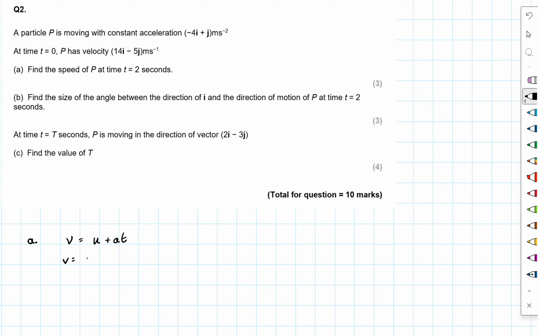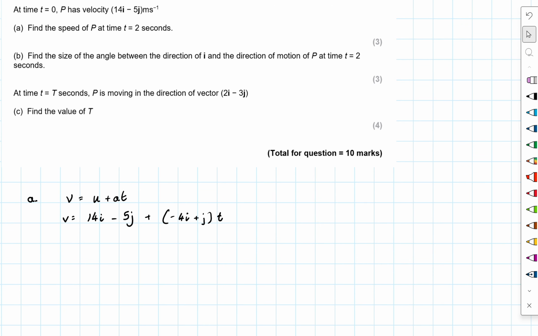We're working in vectors here. u is the starting velocity, which is 14i minus 5j, plus my acceleration, which is minus 4i plus j, and that's times by t. This should look quite familiar to you, or similar to the relative position vector formula, right? We have initial something, in this case velocity, it was position, then we're adding on time multiplied by some constant, which in this case is the acceleration, which before was the velocity, right?